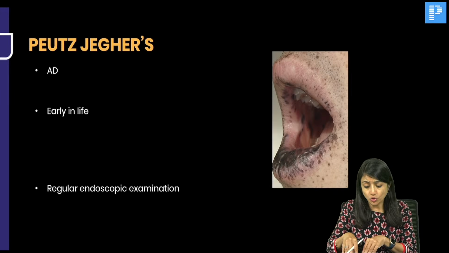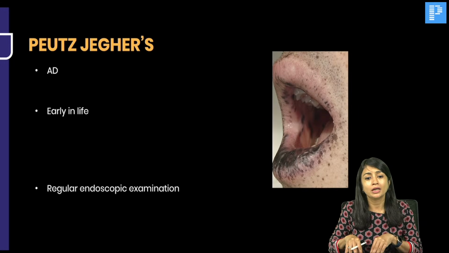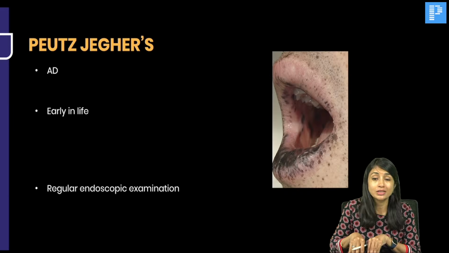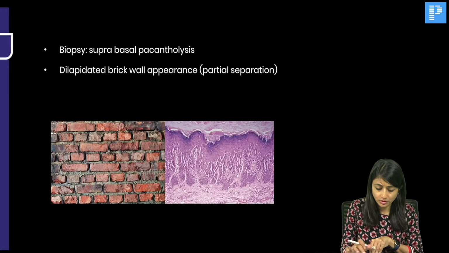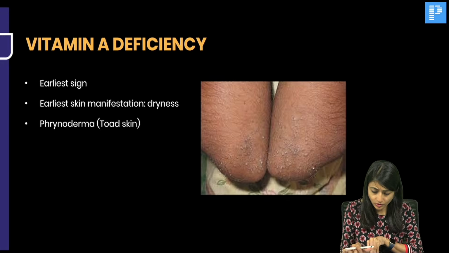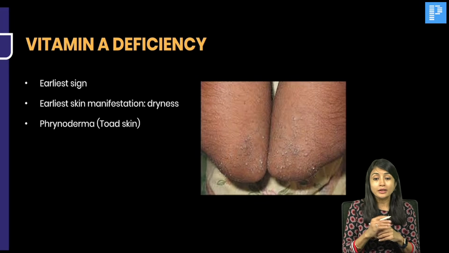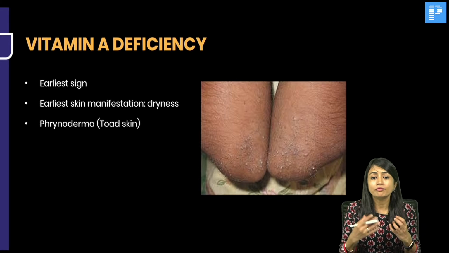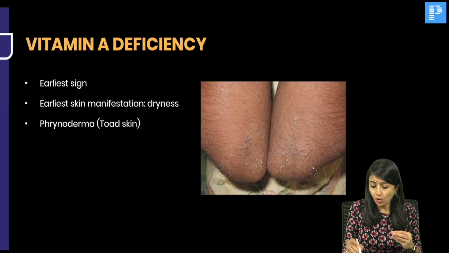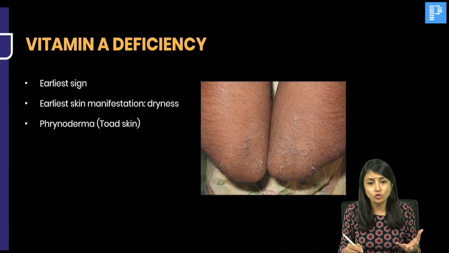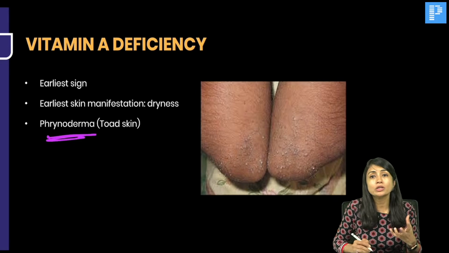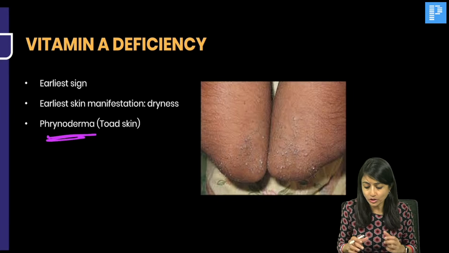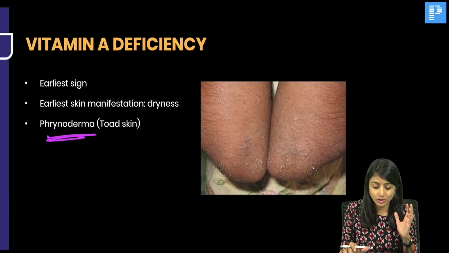So, a patient showing this manifestation should be getting a regular endoscopic examination done. Yes, you are right, STK11 is the gene involved. Very good. Then another image which is given to you, a child presenting with rough hyperkeratotic papules on the elbows and knees which are asymptomatic. This is phrenoderma, happens due to deficiency of vitamin A and also a lot of essential fatty acids. So you should be able to identify phrenoderma, which looks like toad skin.